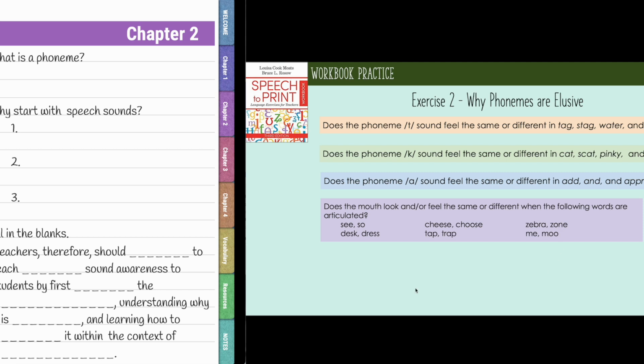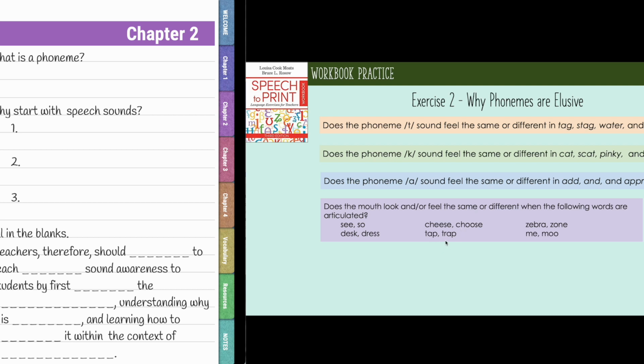So take a look at these ones. Sometimes the vowel can also make a huge difference. Think about what is coming before each sound and after each sound. So when we say see, so, is there a slight difference? Desk, dress. Is there a difference in the d? Cheese, chose. Is there a difference in any of those sounds?